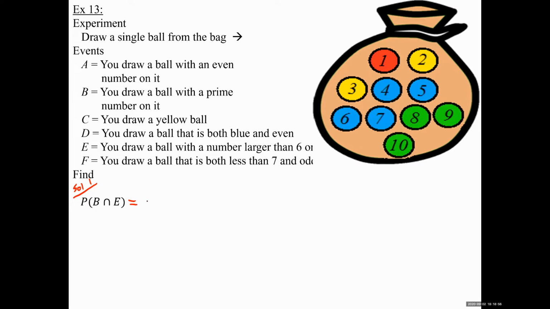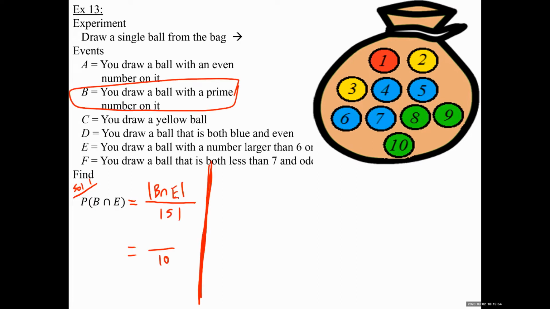So the absolute value formula goes like this. All right, so B and E. So on top we have to count the balls that are prime and larger than 6. So which ones are prime and larger than 6? You can just see 7 is prime and larger than 6, and that's the only one. So the top is going to be a 1.